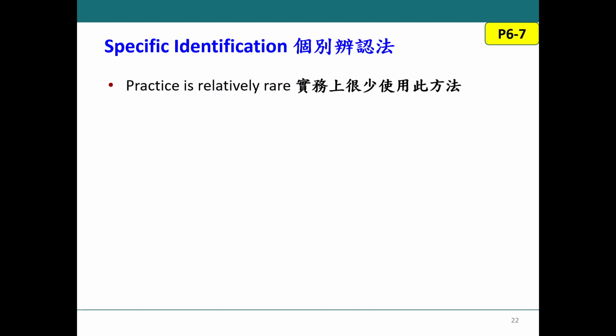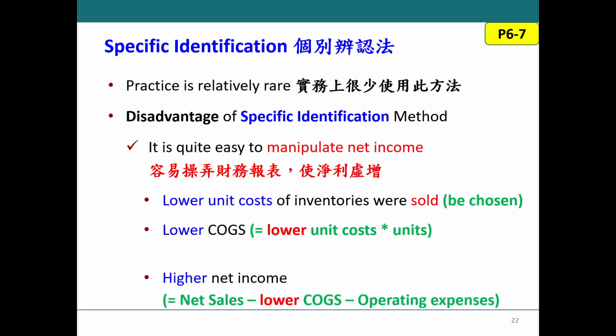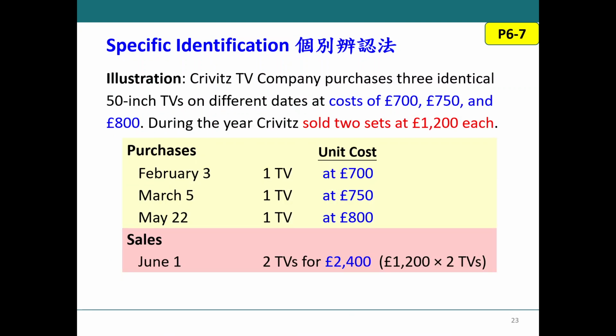Any questions? So let's look at the case right here on slide page 23. Here it tells you that you purchase 3 inventory units at different dates. The first unit you purchase on February 3rd. The second unit you purchase on March 5th. The third unit you purchase on May 22nd, right? At different unit costs.